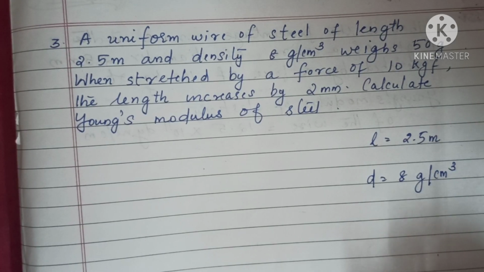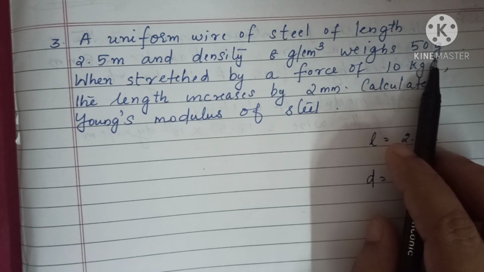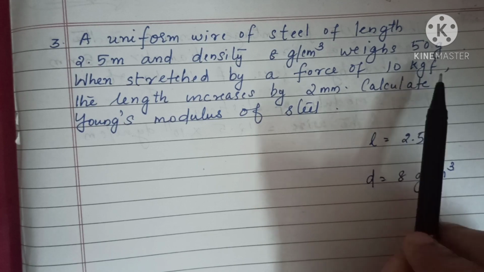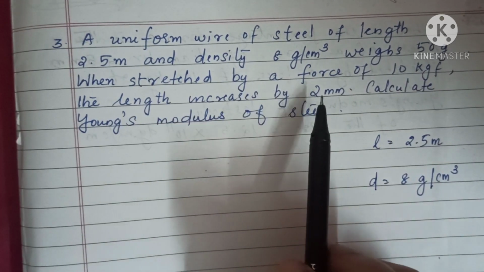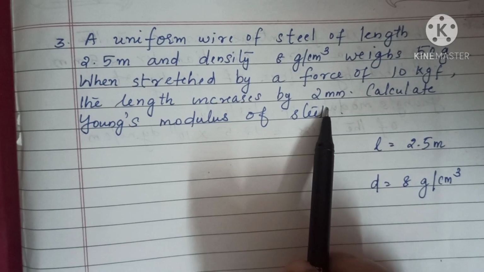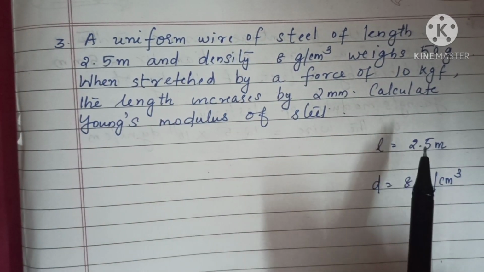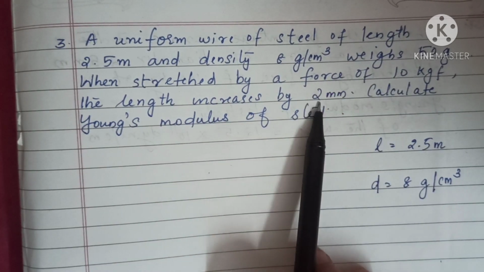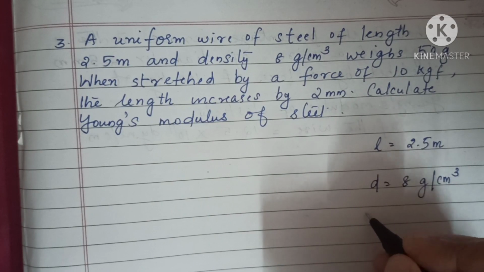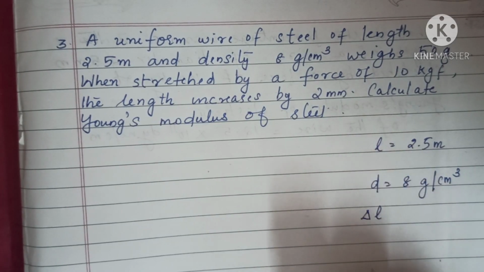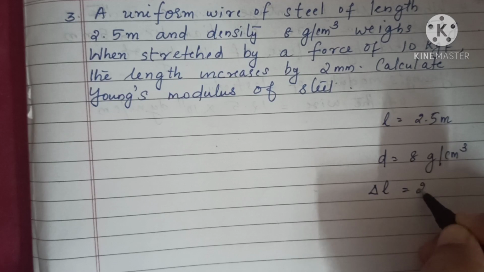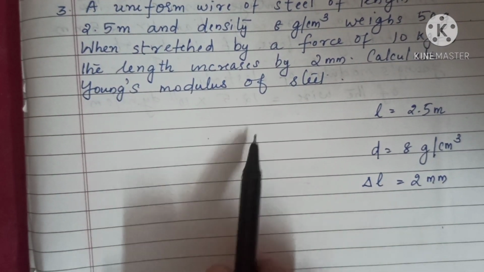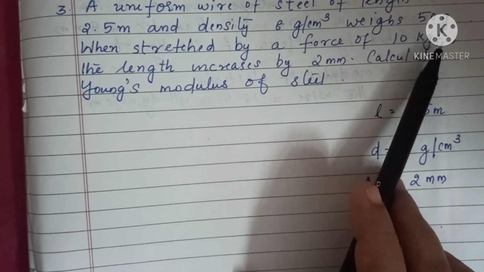Okay, so it weighs 50 gram and when stretched by a force of 10 kilogram force, the length increases by 2 mm. So what is the change in length produced? Because original length was 2.5 meter, and what about the change when the force is applied? It is 2 millimeter increase. So I can write delta L, or the change, as 2 millimeters. Now you can see the wire is stretched by a force of 10 kilogram force.